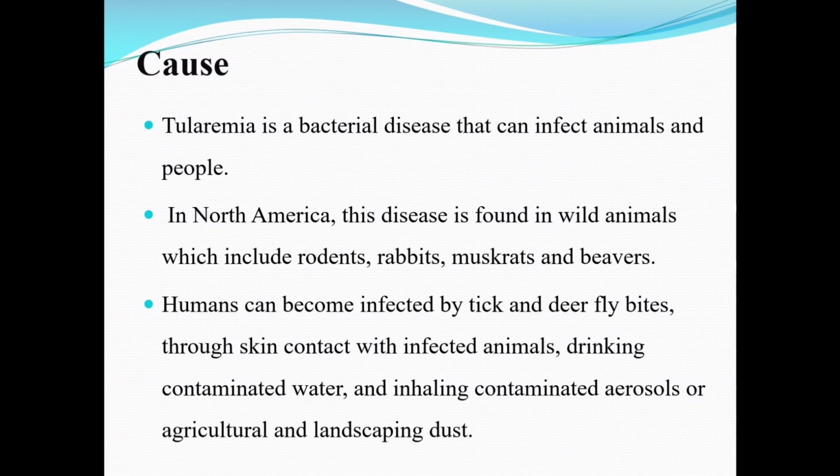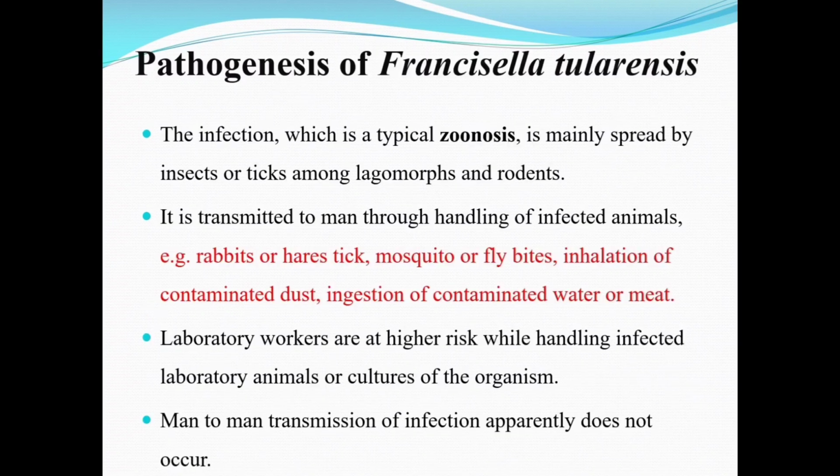Tularemia is a bacterial disease that can infect animals and people. In North America, the disease is found in wild animals, which include rodents, rabbits, muskrats and beavers. Humans can become infected by tick and deer fly bites, through skin contact with infected animals, drinking contaminated water, and inhaling contaminated aerosols or agriculture and landscaping dust. These are all the ways humans get infected.